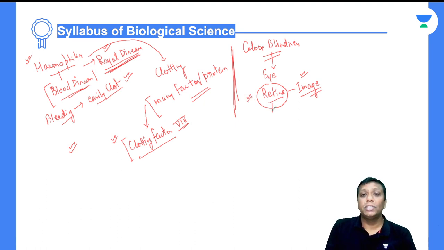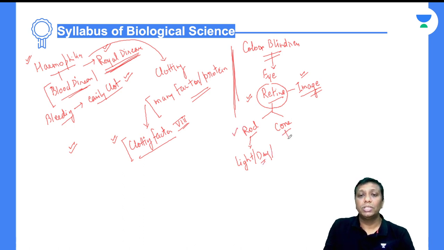The retina has two types of cells. The one is called a rod cell and the second is called a cone cell. The rod cell provides information about light and dark. Light and dark means whether it is day or night. How will you find out whether it is day or night? Through the help of rod cells.